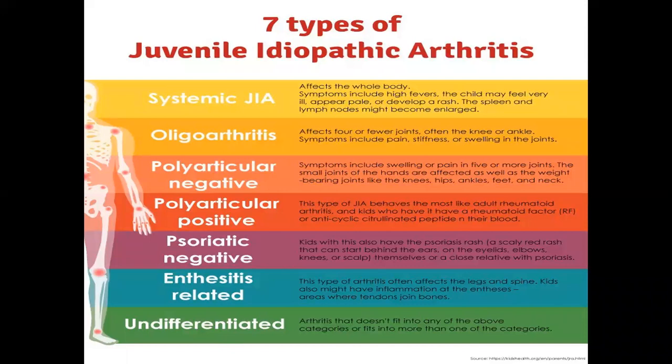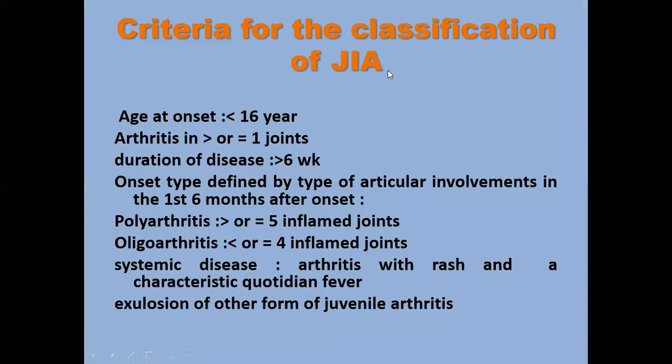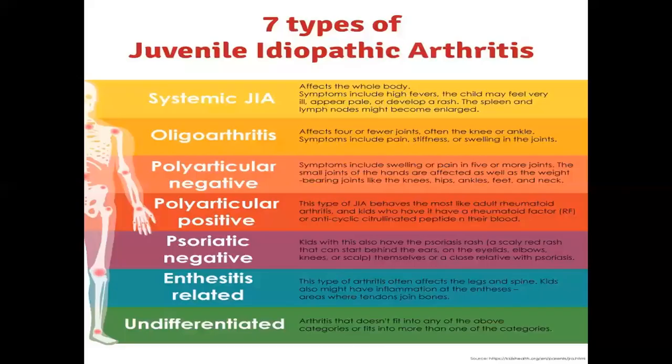The negative type has symptoms of swelling or pain in 5 or more joints. The small joints of the hand are affected, as well as weight-bearing joints like the knees, hips, ankles, feet, and neck. In polyarticular positive, rheumatoid factor or anti-cyclic citrullinated peptide is positive in their blood, and it behaves like most adult rheumatoid arthritis. Psoriatic arthritis: kids with this also have the psoriasis rash, a scaly red rash that can start behind the ear, on the eyelid, elbows, knees, and scalp, or they have clues related to psoriasis, meaning a family history.